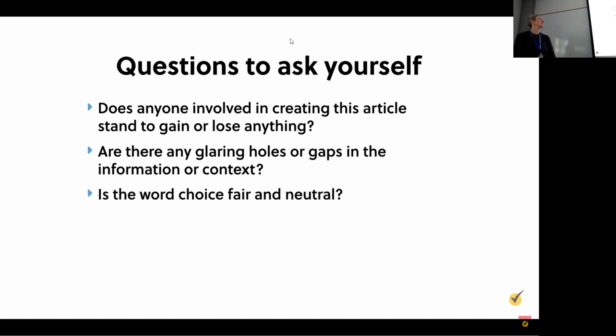It's also important to ask ourselves these questions about our own writing. You may have an opinion about a topic you're writing about, and that's totally okay. You just have to make sure that you're aware of it so you can avoid showing bias in your writing. Make sure you don't use biased language or leave out important information.